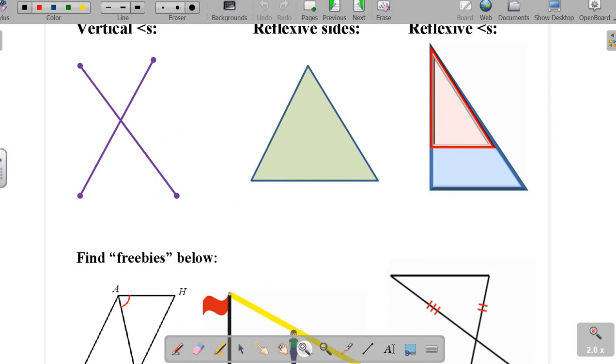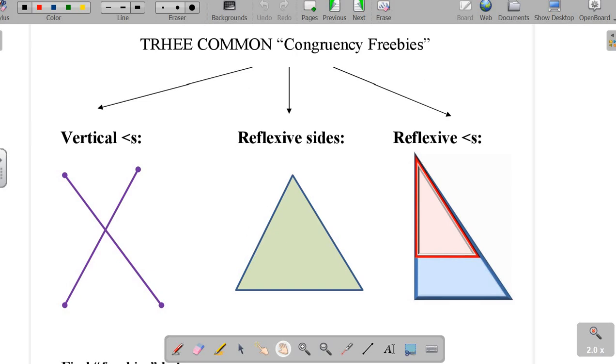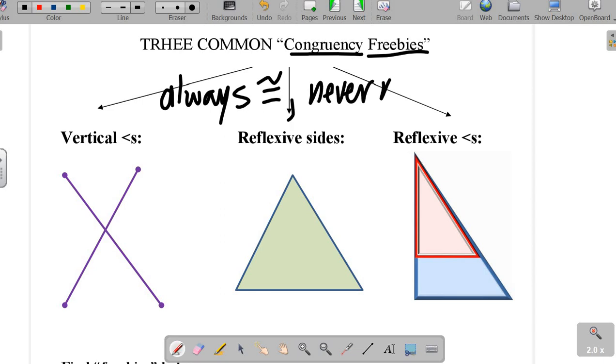There are 3 sources of what are called congruency freebies. That means they are always congruent, but never marked. You have to spot them and mark them yourself. These 3 are vertical angles. If you see them, you should mark them and get in the habit, for every pair of angles, of putting an A with a circle. That stands for a pair of congruent angles.